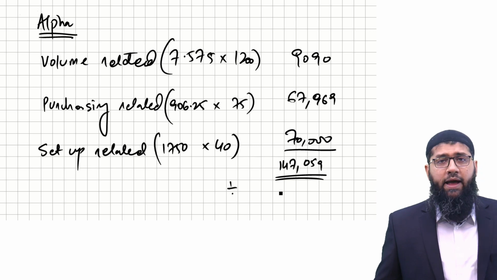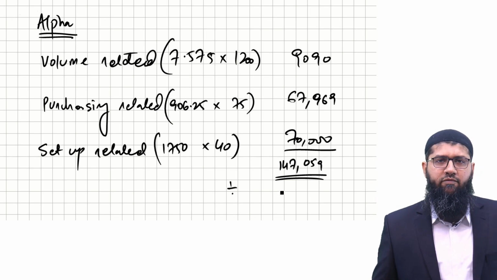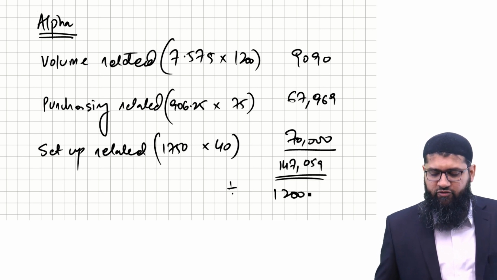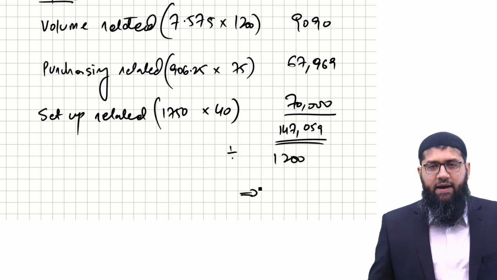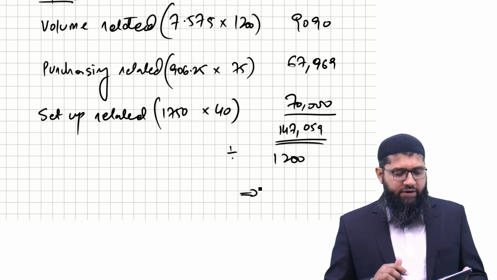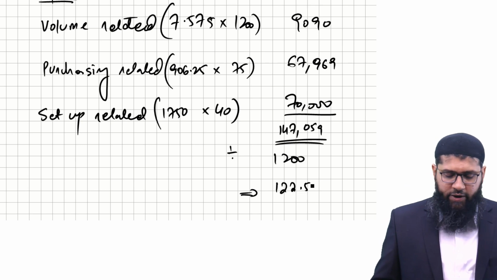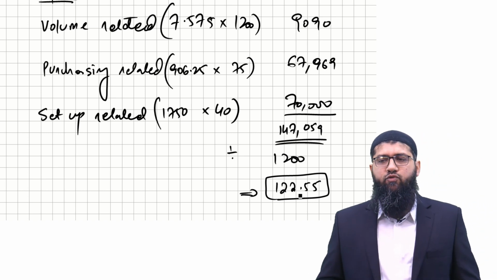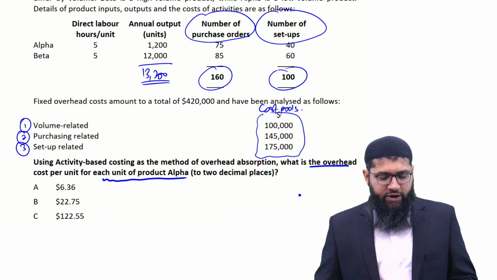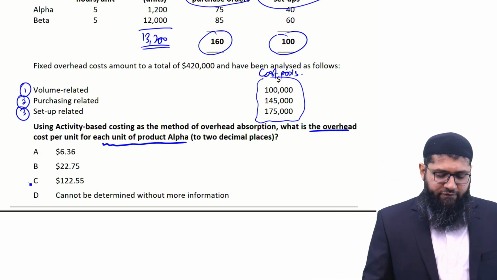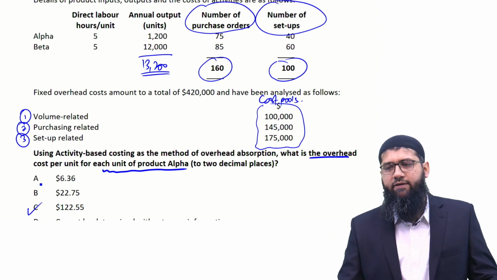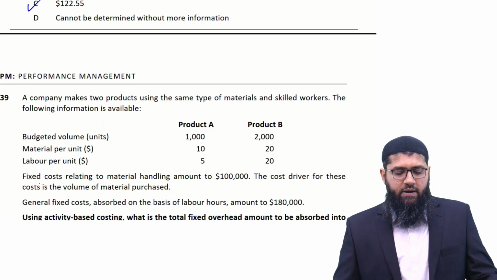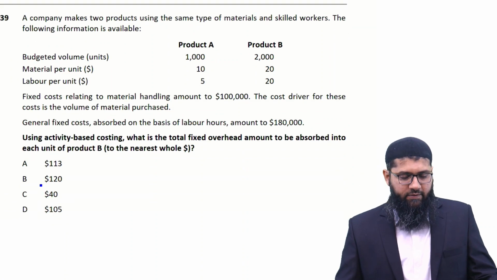Now you divide by number of units of alpha. What are the number of units of alpha? The number of units of alpha are actually 1200. So when you divide it by 1200, it's gonna be 122.549, or you could say 122.55. That's what the per unit cost of alpha is going to be. So 122.55 is what the answer is. How did we do it? We simply established the absorption, the overhead rate per activity, and then we did it on the basis of that.